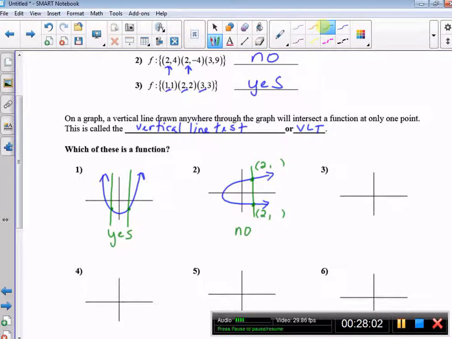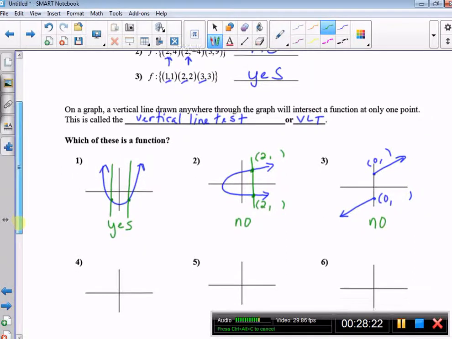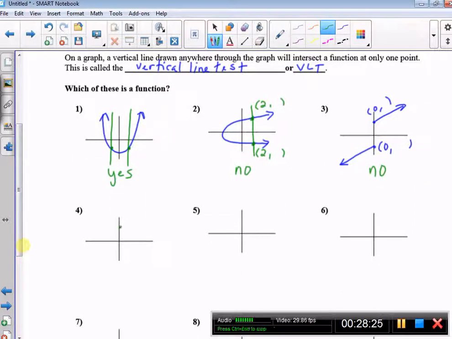Number 3, interesting looking graph. If I go like this and I go like that, you see they have this coordinate 0 and this coordinate 0. So they have those in common. So again, no. But if I take that same graph and I do a closed circle and an open circle, then this open circle is not part of the graph. Only the top closed circle is. So this does pass the vertical line test, yes.